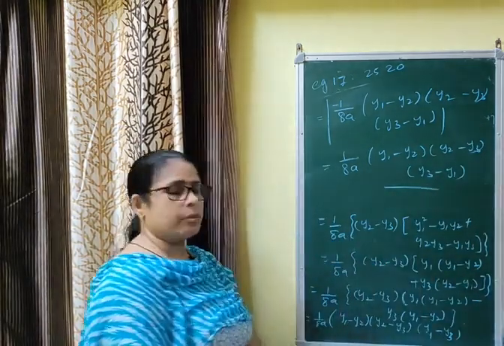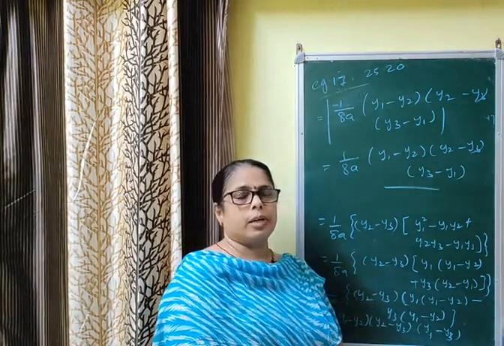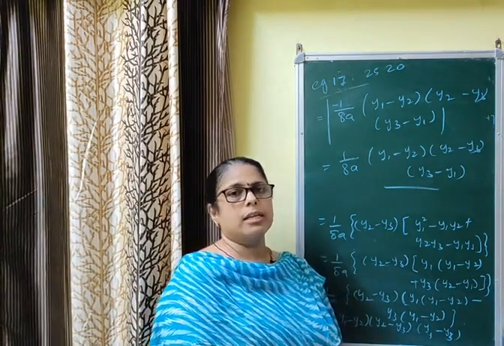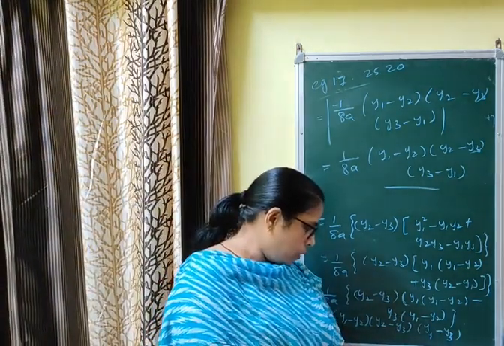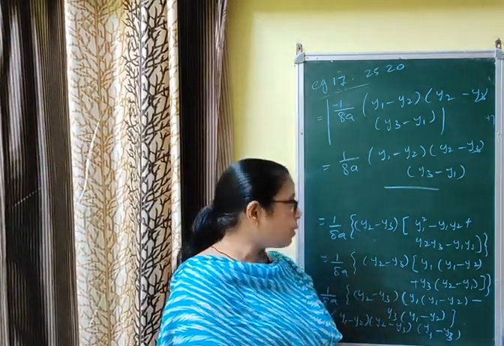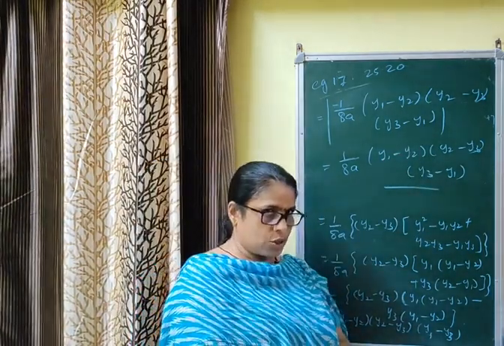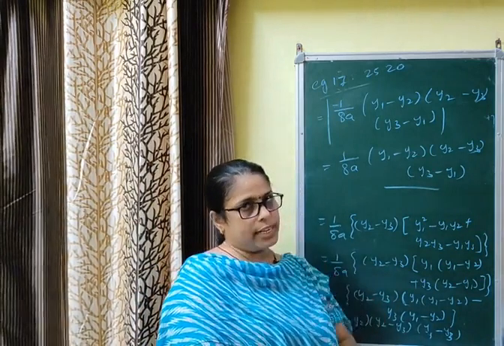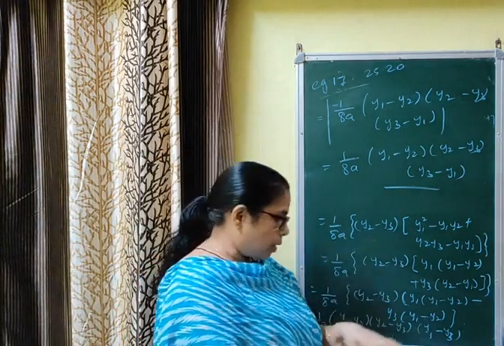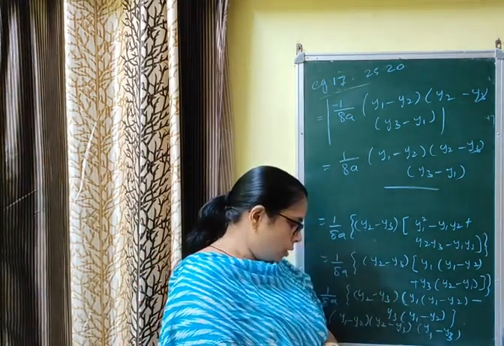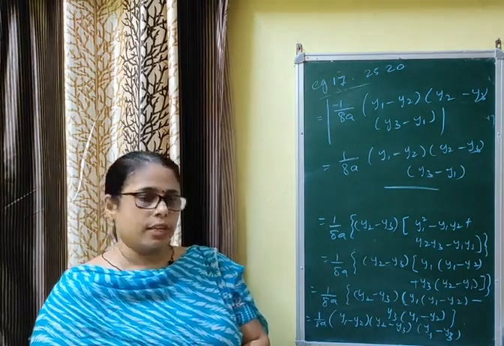Once more I am explaining the question. In this question you are given the y coordinates of the triangle inscribed in the parabola y square equal to 4ax, y1, y2, y3, and you have to find the area is 1 by 8a into y1 minus y2, y2 minus y3 into y3 minus y1. For that we assumed the x coordinates as x1, x2, x3, and by putting the points on the given parabola, we got the values of x1 as y1 square by 4a, x2 as y2 square by 4a, x3 as y3 square by 4a.